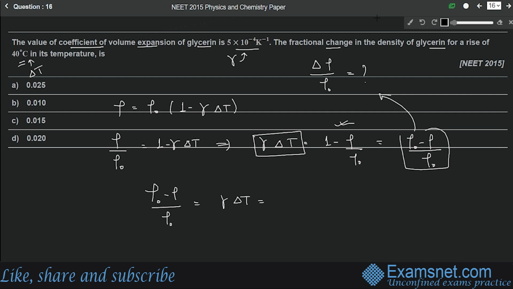So we simply have to put the values. Gamma is 5 into 10 to the power minus 4 per Kelvin and delta T is 40 degrees Celsius. On solving this, you'll get 200 into 10 to the power minus 4, that means 0.02. So option D will be the correct answer.